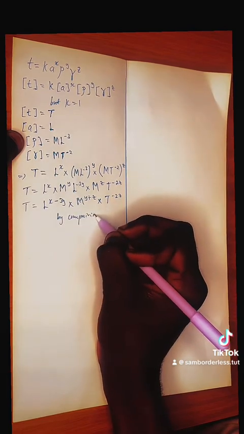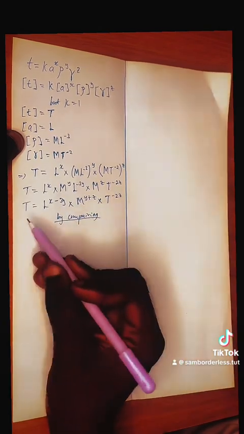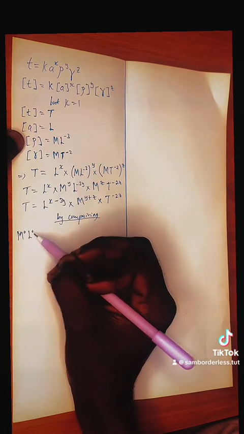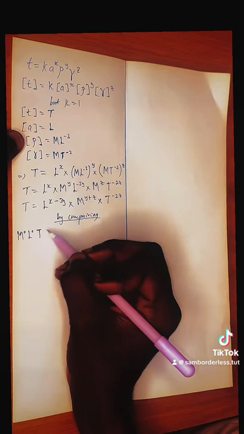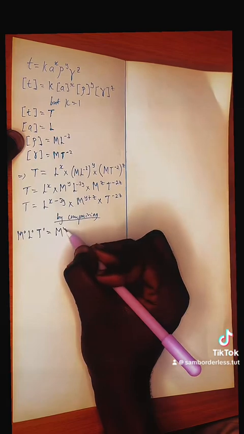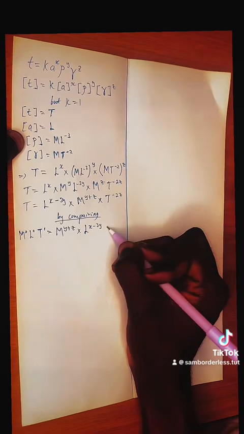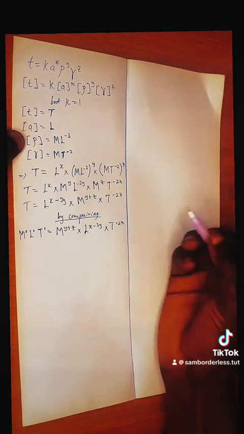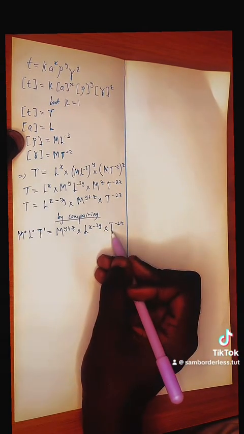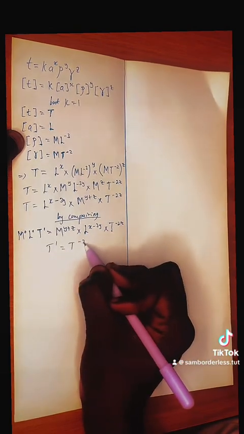So from here we need to compare, right? By comparing, we have M and L on this side but not on this side, so you can put it as M to the power 0, which is the same as 1, and L to the power 0, which is also the same as 1, and T, right? So the power is just 1. So we could arrange these as M to the power y plus z times L to the power x minus 3y times T to the power negative 2z. So we now have to equate T with T so that we can get the first variable. So T to the power 1 is equal to T to the power negative 2z.